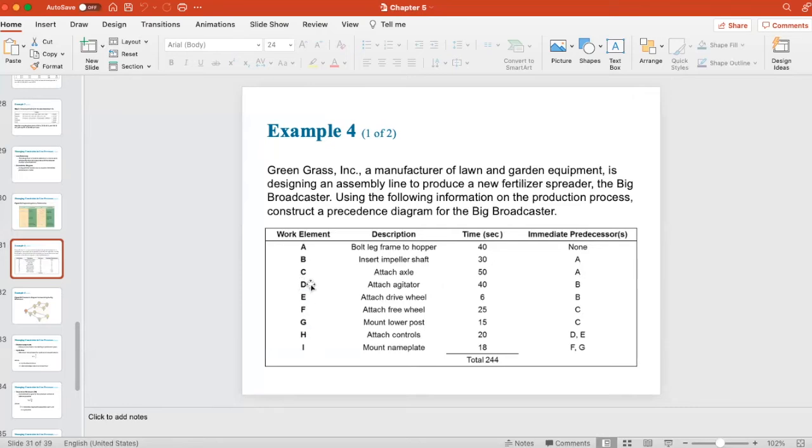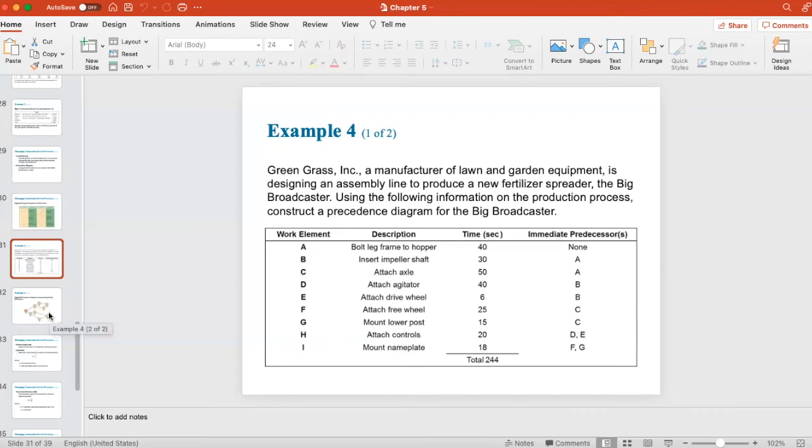Now, same logic for the following work elements. For example, for work element D, it indicates that only after you complete task B, you can start working on task D. Or let's say another example, work element H, it indicates that you have to complete both work element D and work element E before you can start working on work element H.